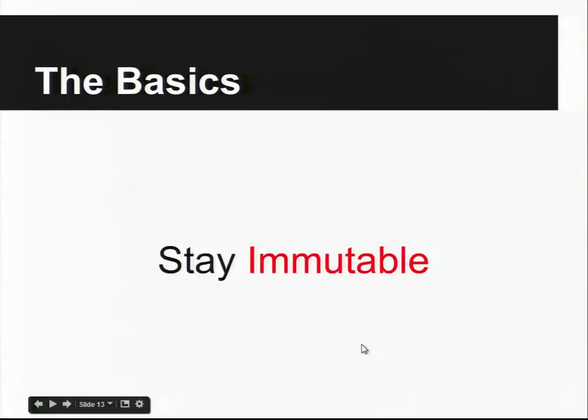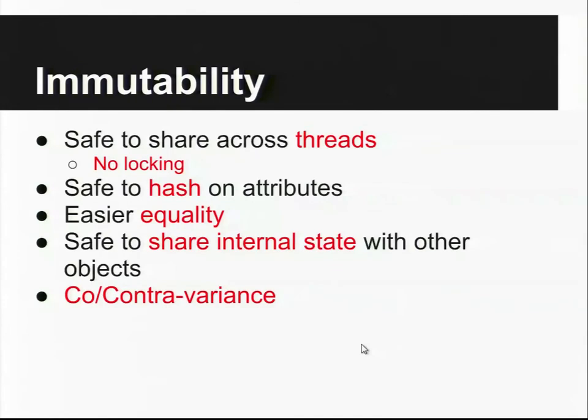Okay, another basic is stay immutable. If you read Effective Java from Josh Bloch, he says the same thing about Java. Immutability is really, really nice. There's a few reasons to stay immutable. If I have an immutable class or an immutable interface, I can just give this thing to any thread, and it's safe. I don't have to lock. If I don't have to lock, it means I don't have performance concerns accessing the data off of that class.